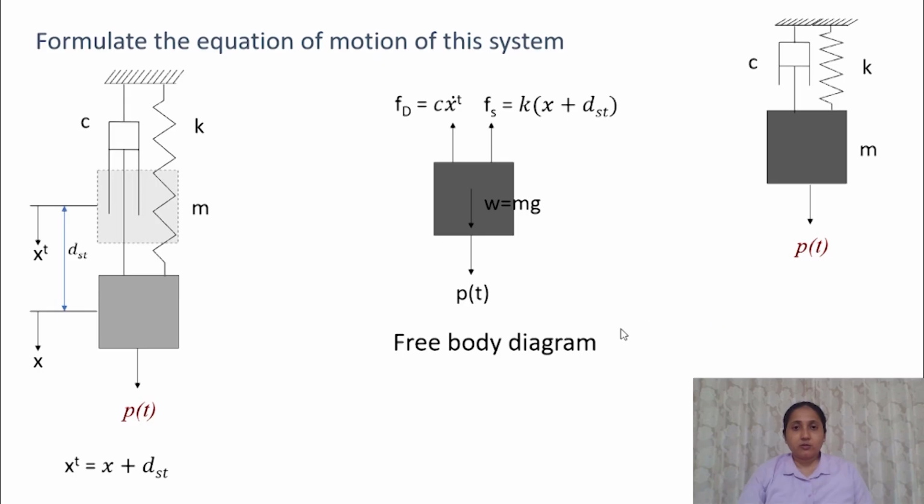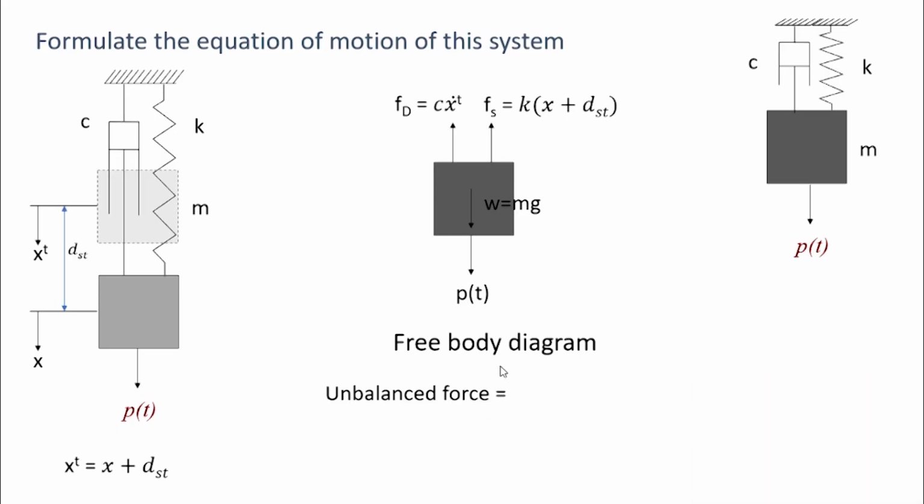So now we can write the total force acting on this body in the vertical direction. The unbalanced force in the vertical direction is equal to Pt plus weight, that is mg, minus kx minus k dst minus c x dot t, and this sum is equal to mass times the acceleration of this body, the total acceleration.